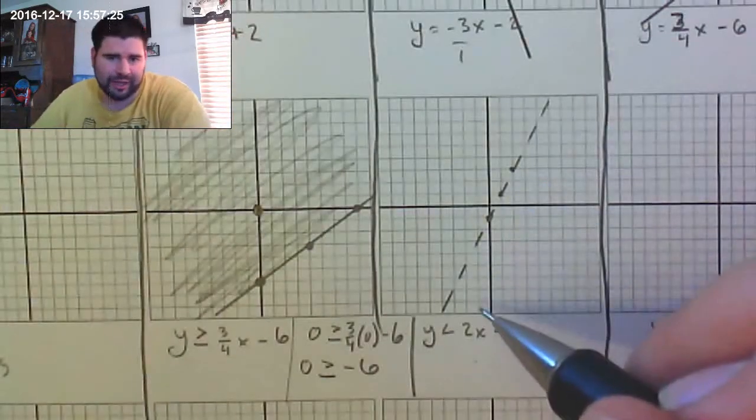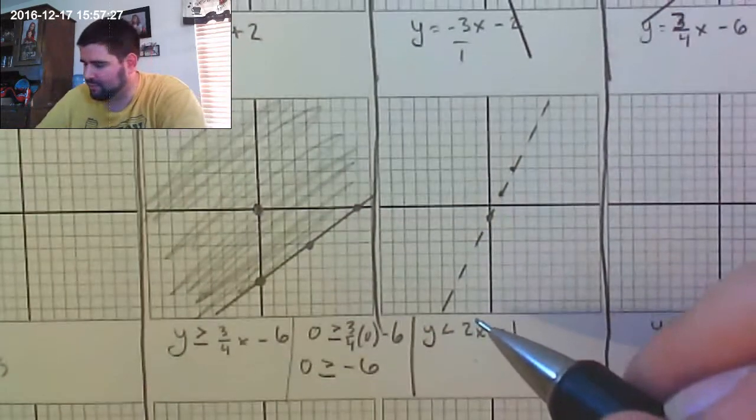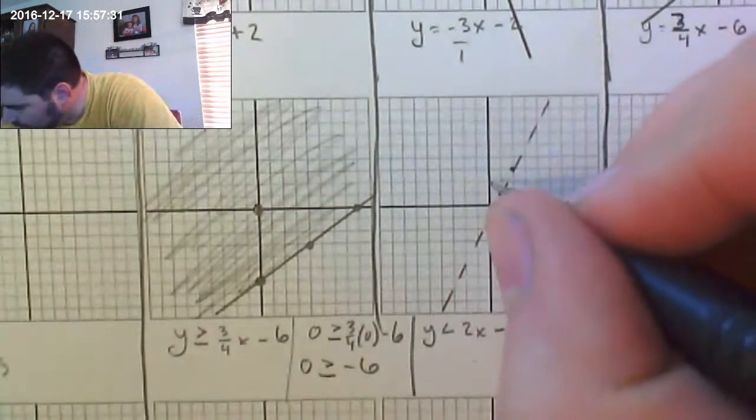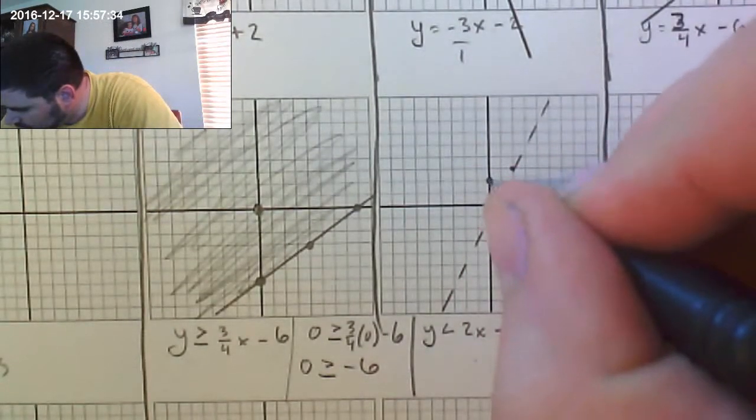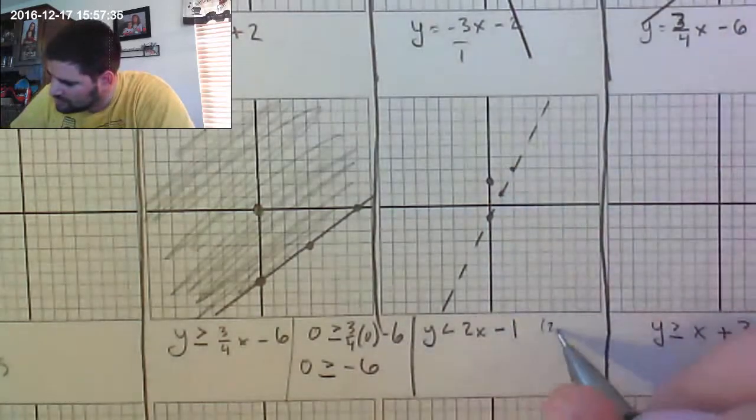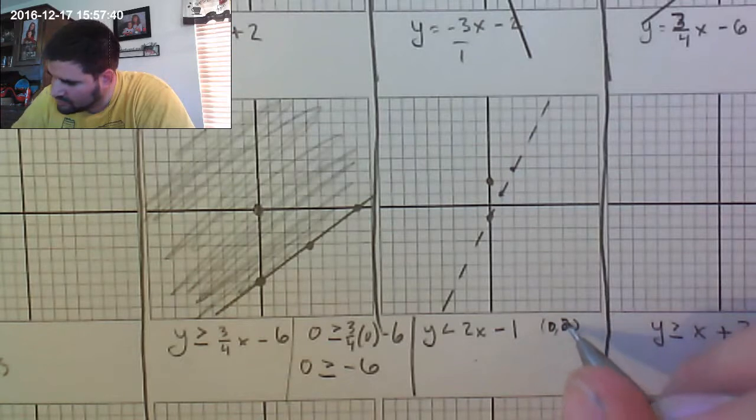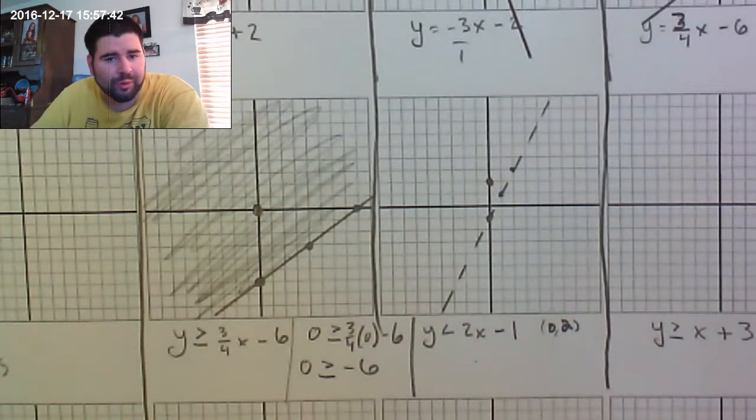So you can see how the line's dotted. And I'm going to pick a point that's a little bit bigger. I'm going to pick a point that's up here. I'm going to pick 0, 2, excuse me. 0, 2. Got to learn how to count my coordinate points here.